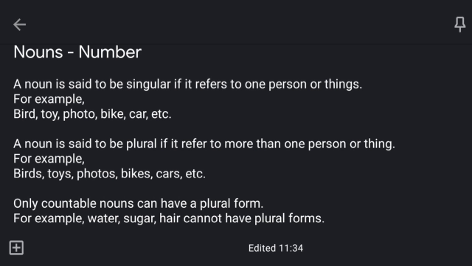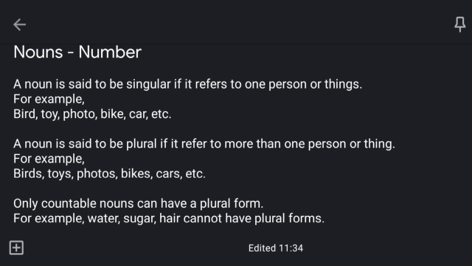For example, bird. When we say bird, it means one bird. Toy, one toy. Photo, one photo. Bike, one bike. Car, one car. A noun is said to be plural if it refers to more than one person or thing. And what is a plural noun? A plural noun is a noun which is not one, but more than one. For example, birds. So for singular it is said to be bird because it is one, but for plural we say birds, which means more than one.